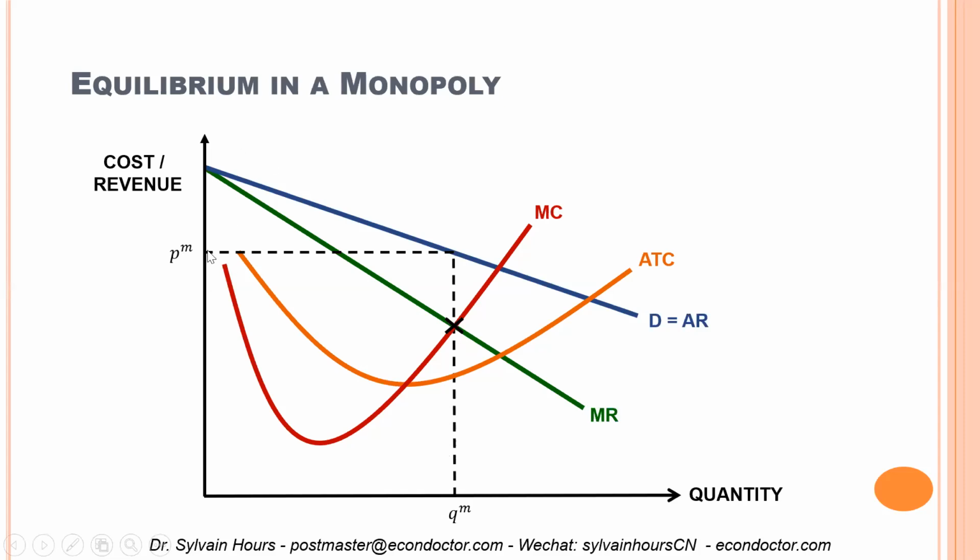If I charge a price above PM, I will not be able to sell as much as I want. And if I charge a price below PM, the quantity demanded would be greater than the quantity that I want to sell. So it means that I can raise the price. I should actually raise the price in order to charge the maximum price so buyers demand exactly the quantity that maximizes my profit.